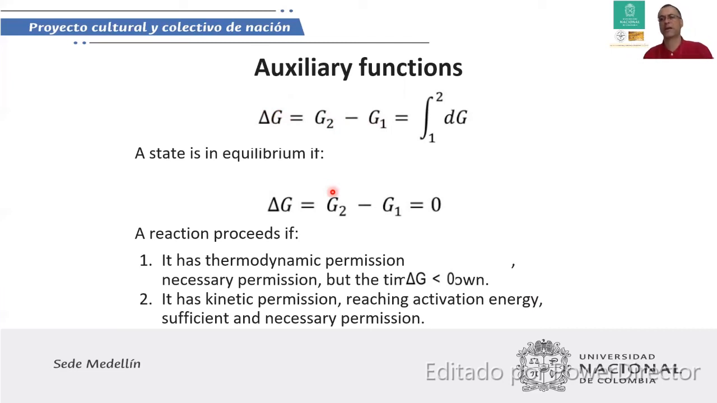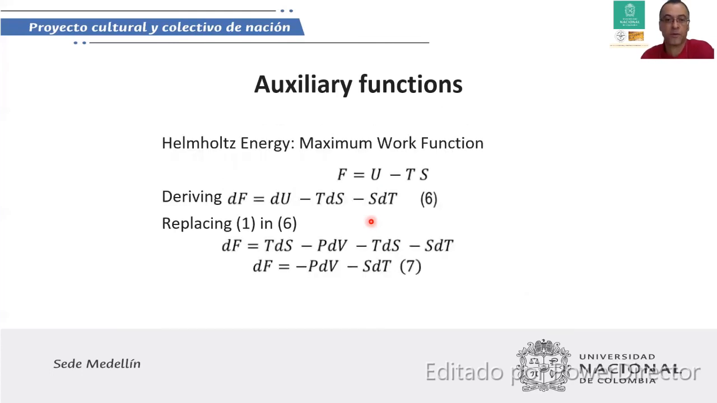But the most important thing is that the Gibbs free energy is a criterion of equilibrium. When a system is in equilibrium, the delta of this property is equal to zero. It's very, very important. It's the condition to define that a system is in equilibrium. When the change of the Gibbs free energy is zero, the system is in equilibrium. It's the thermodynamic permission for a reaction to be possible.